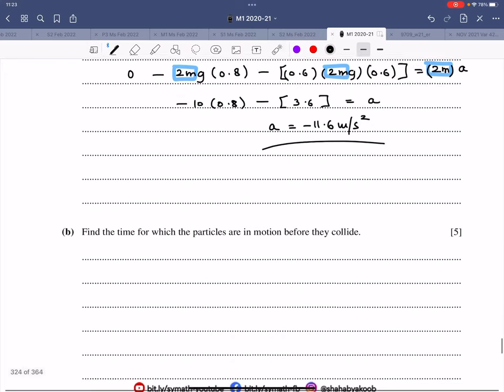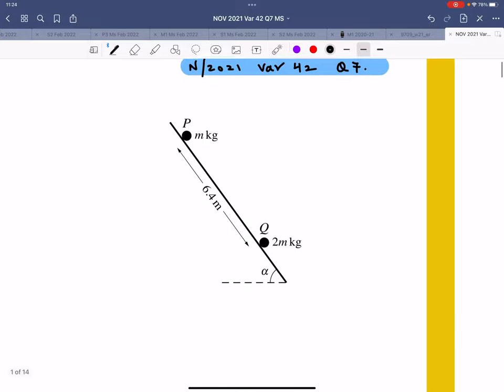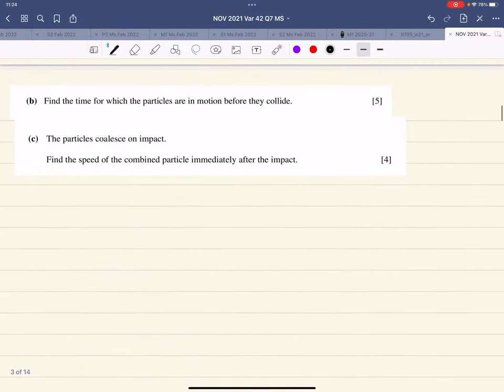Now this is the first thing that we did. Now it says, find the time for which the particles are in motion before they collide. Let me take you to another page because I need a little more space in working it out. Part B and part C, 5 and 4, 9 marks, I'm combining them. Once they collide, the particles coalesce. On impact, find the speed of the combined particles immediately after impact. The last 4 marks are not difficult. It's the first part, which is B, that's kind of tricky.